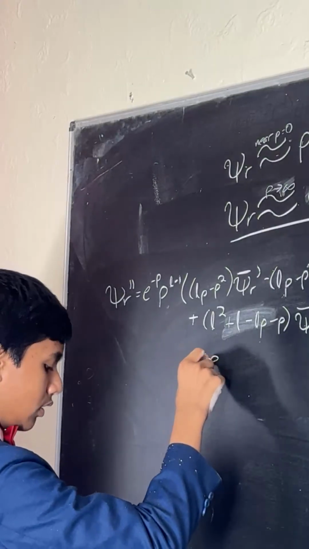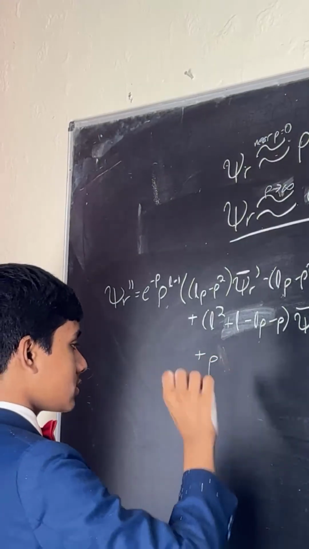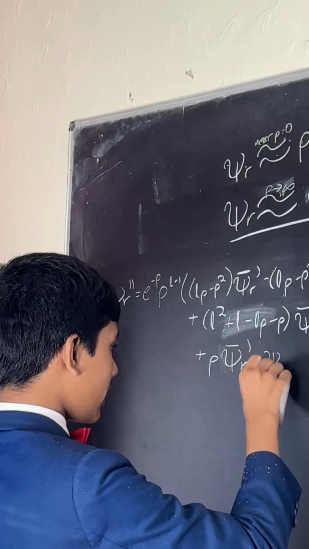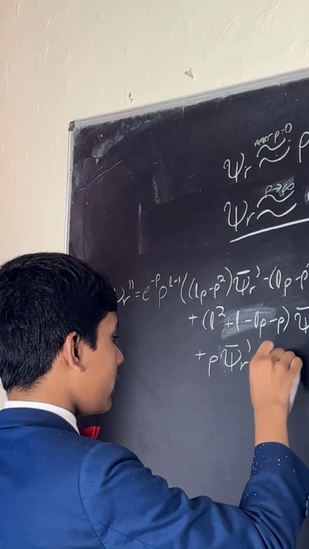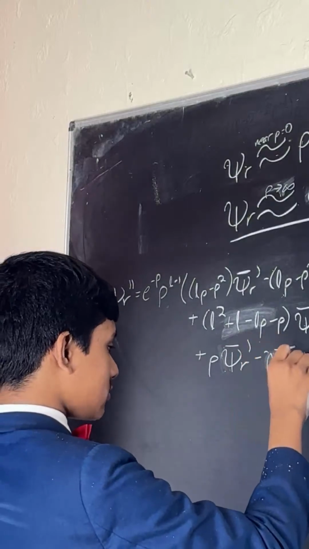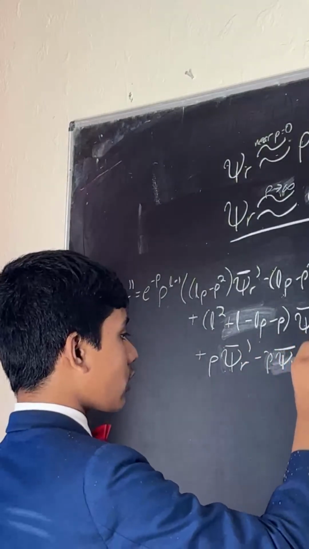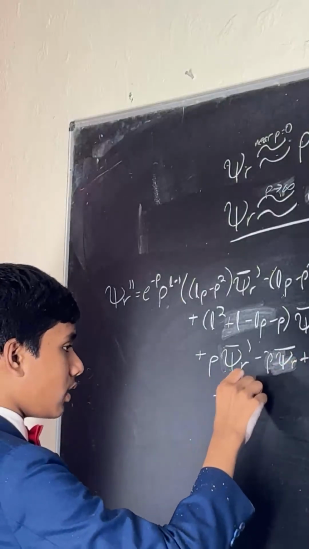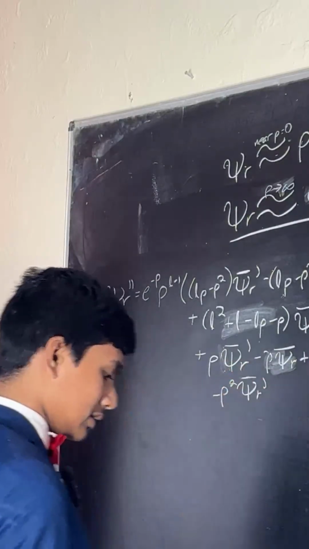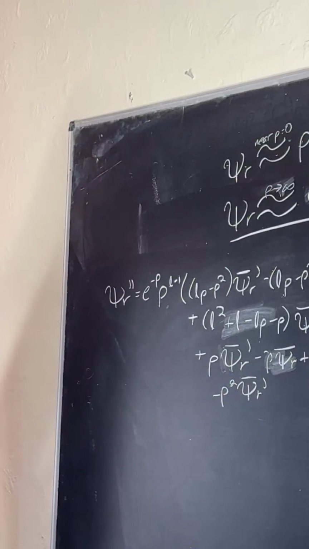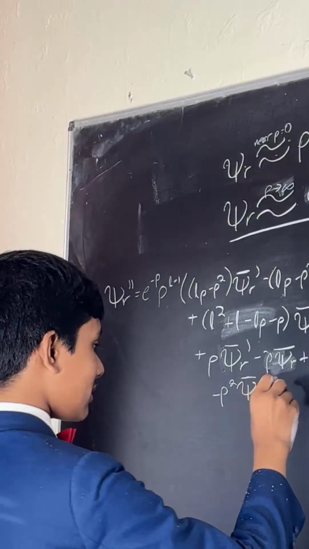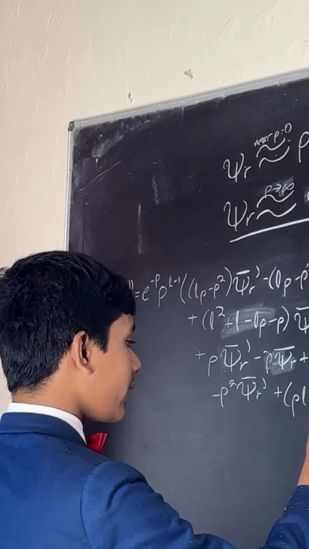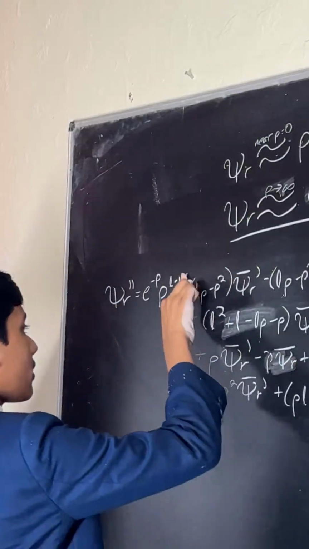Plus rho times psi r overline prime minus rho psi r overline plus rho squared psi r overline double prime minus rho squared psi r overline prime. And then plus rho L plus rho psi r overline prime. Four lines. Wow.